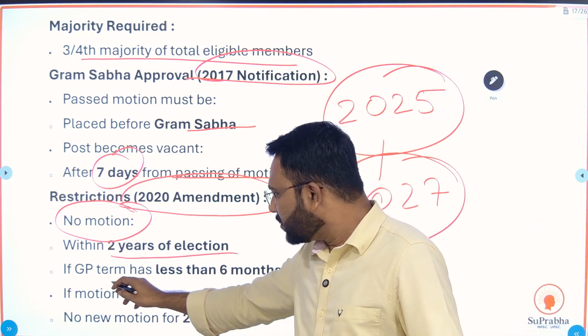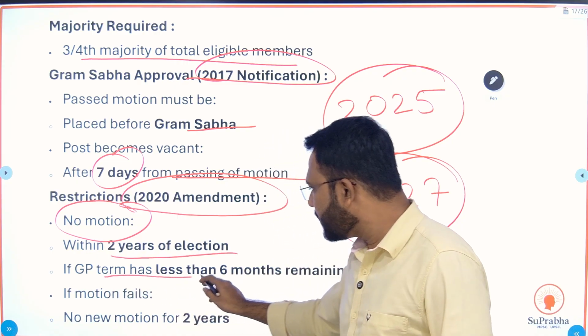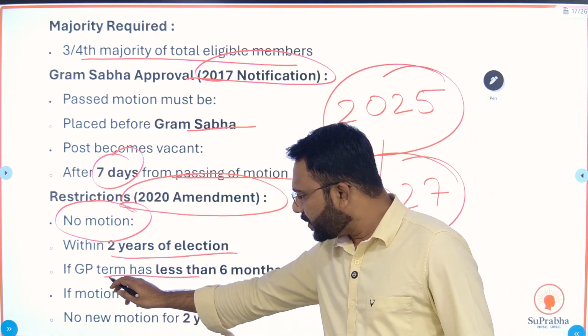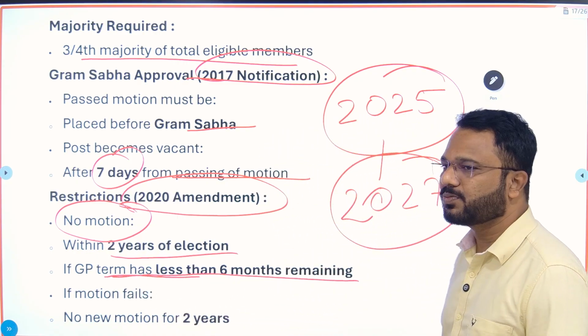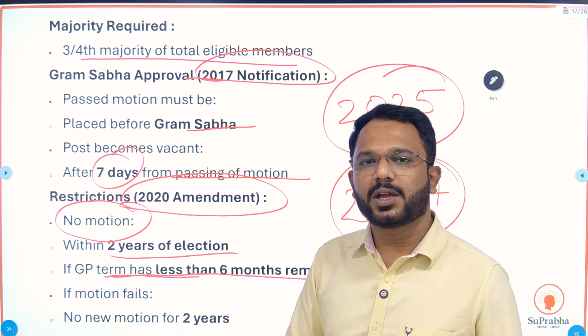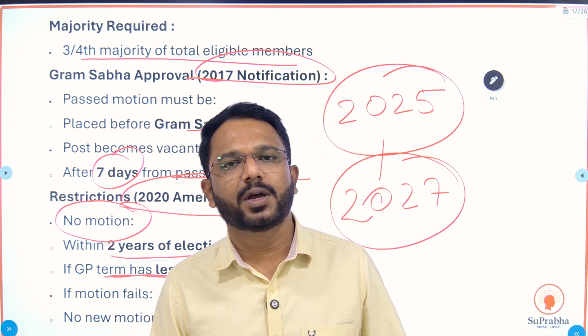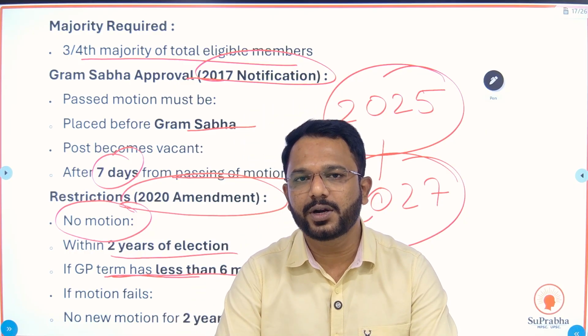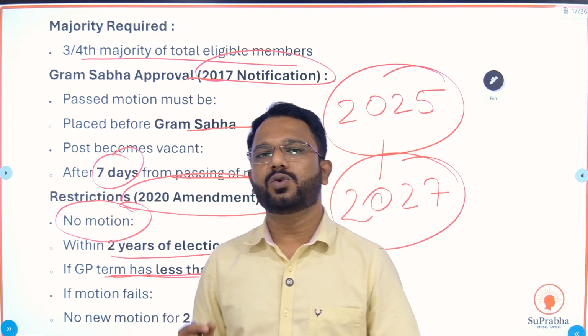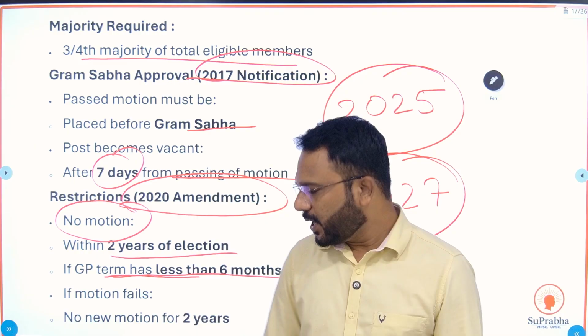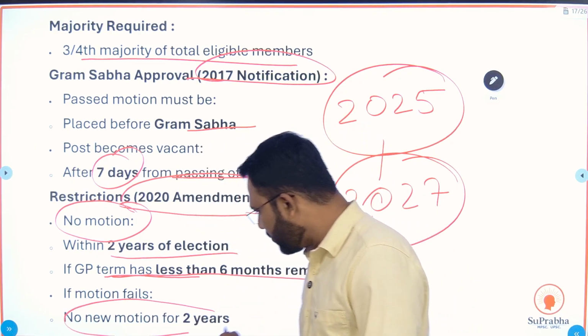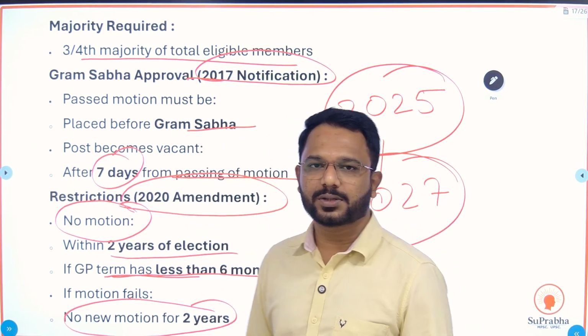Okay. The second thing it says, if the Gram Panchayat term has less than 6 months remaining, if the remaining tenure of the Gram Panchayat is only 6 months, a no confidence motion cannot be introduced. And if in case the no confidence motion fails, it cannot be reintroduced for the next 2 years. Okay.